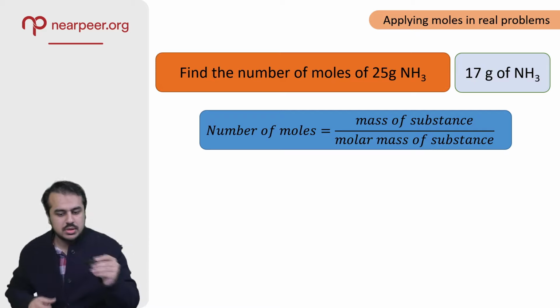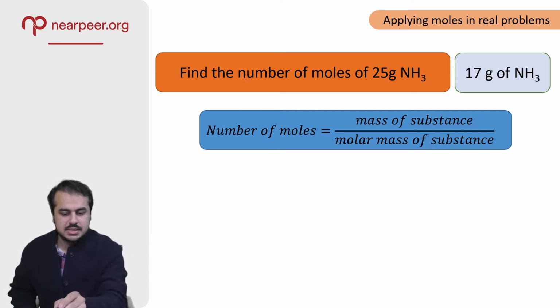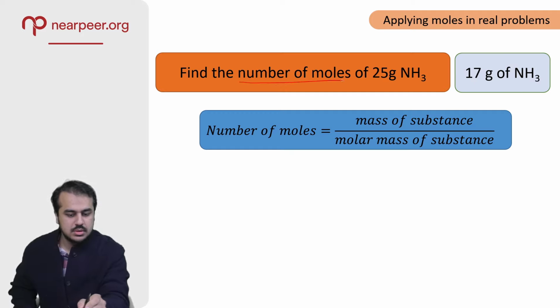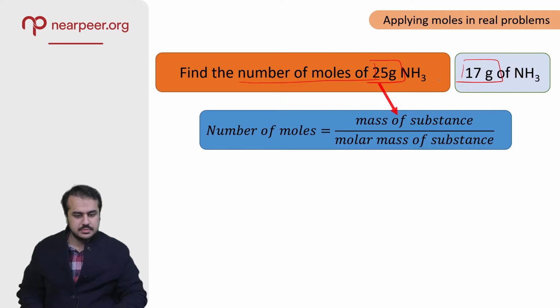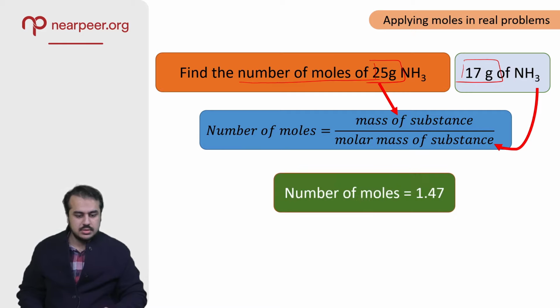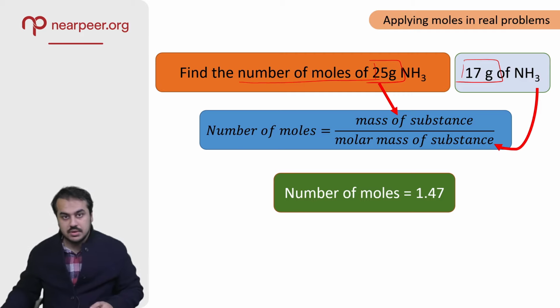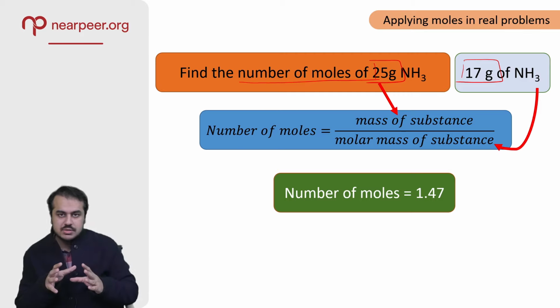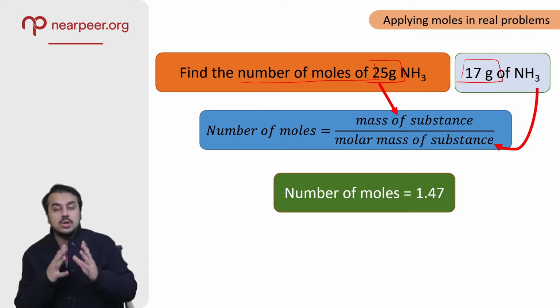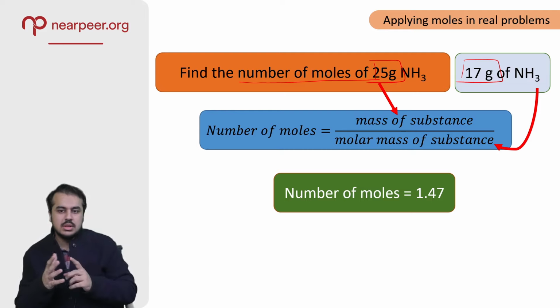Now in the formula, what we have: moles, mass, and molar mass. We need to find the number of moles, but we have the mass and we have the molar mass. Let's plug the values in: 25 in place of the mass of the substance, and 17 in place of the molar mass of ammonia. It turns out to be 1.47 moles of ammonia. And this is how you use the formula. You throw the values in and get your answer. And this is also how you convert moles into mass and mass into moles.